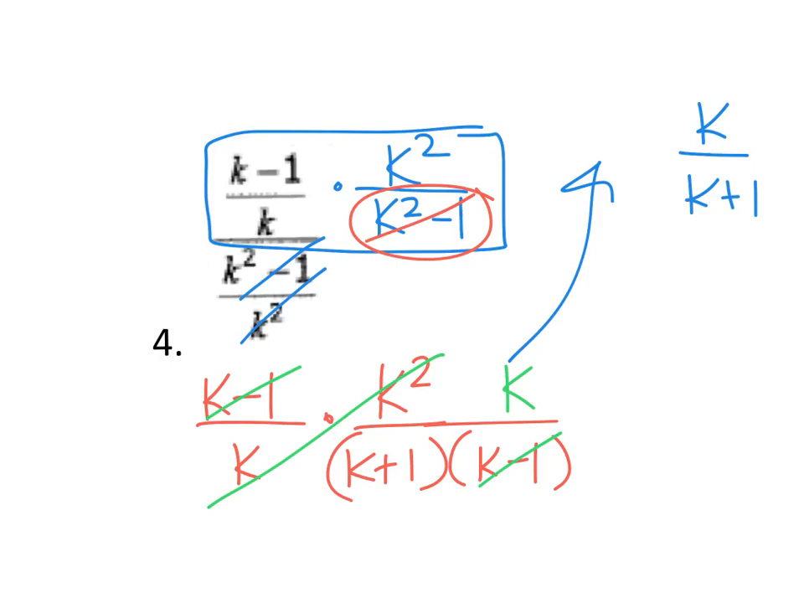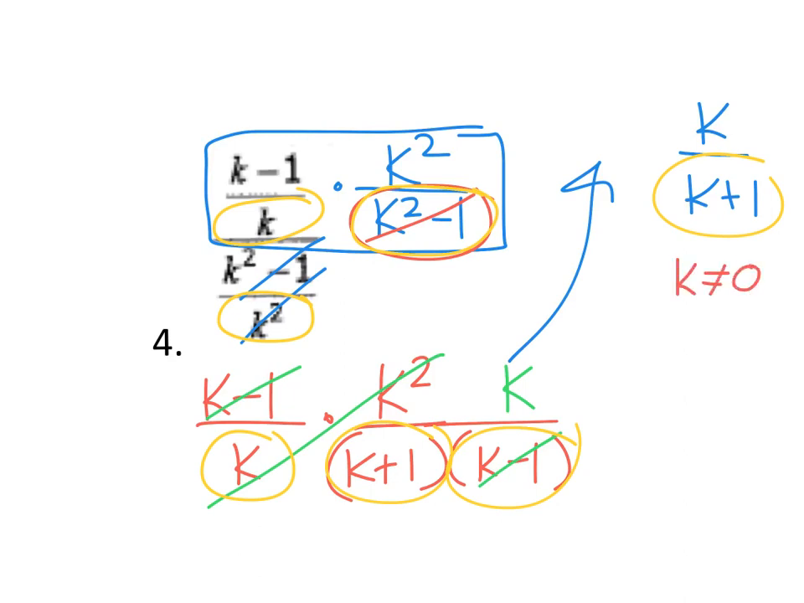So now I'm going to look at my restrictions here. If I circle all of my denominators in the beginning, the middle, and at the end, my restrictions are going to be k can't be 0 because they're right here. K can't be -1 and 1 because of right here. So -1 and 1.